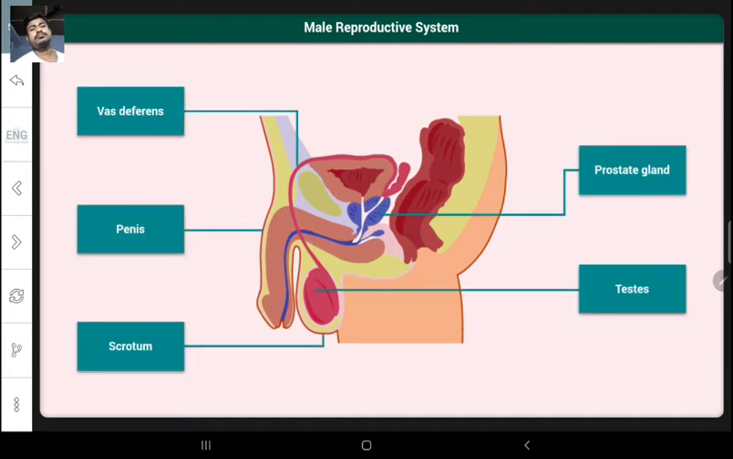Tap on these labels to understand the function of reproductive organs in a male.